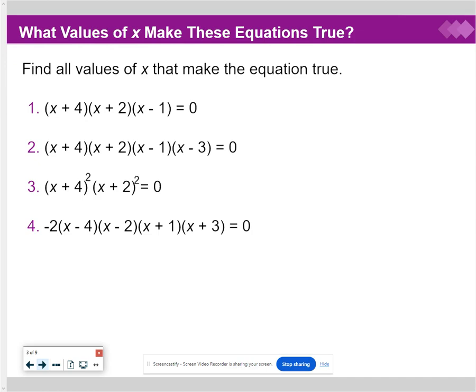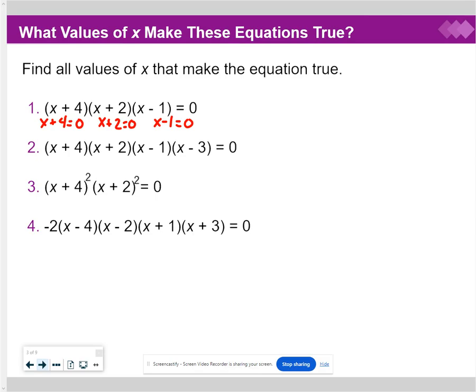If you want to, you can certainly write out the equations for these, and on some of them maybe you'll need to. But for instance, in number 1, this is really saying that if I'm multiplying 3 things together and they equal 0, then either x plus 4 equals 0, x plus 2 equals 0, or x minus 1 equals 0. And you can certainly, never going to say you can't show your work, but most of you, I think, would probably be okay jumping right to answers on this.